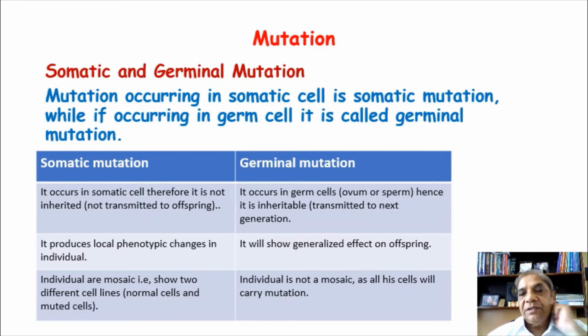But in the germinal mutation, the individual is not a mosaic, because 100% of his cells, somatic cells, will carry this mutation. This is because it was transmitted through the sperm or the ovum, which formed a single fertilized egg containing this mutated gene, and every cell division following that will have the mutation. Next slide.